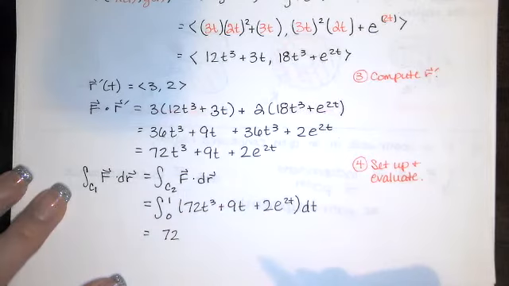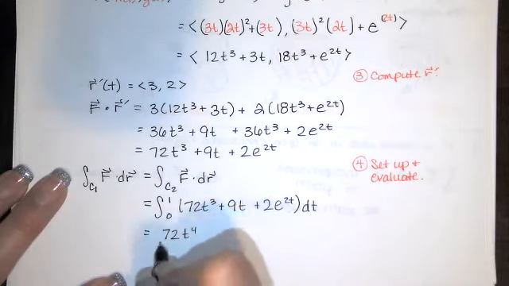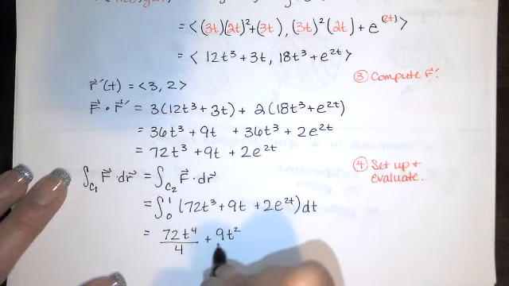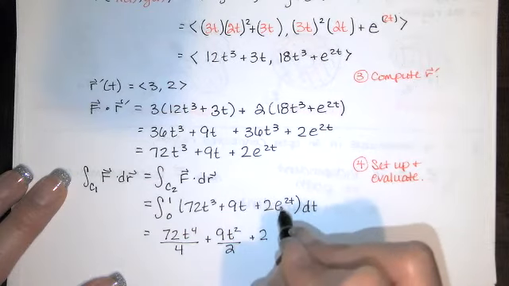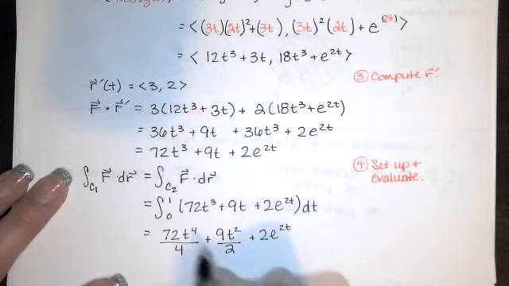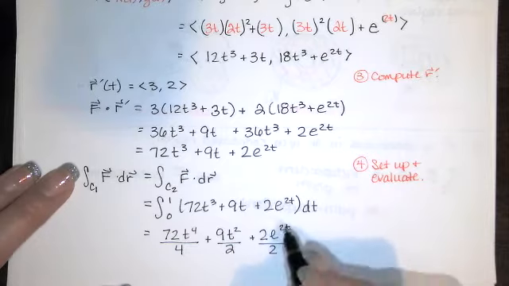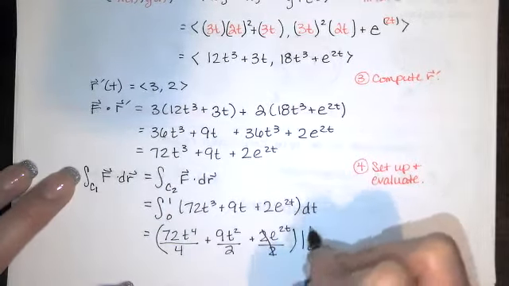Okay, so we're just anti-differentiating. Bring your 72 down, add 1 to the exponent, divide by the new exponent. Bring the 9 down, add 1 to the exponent, and divide by the new exponent. Bring the 2 down. The antiderivative of e to the kt is e to the kt, and then you have to divide by k. If we're differentiating, we'd multiply by 2. If we're anti-differentiating, we divide by 2. Then we evaluate from 0 to 1.